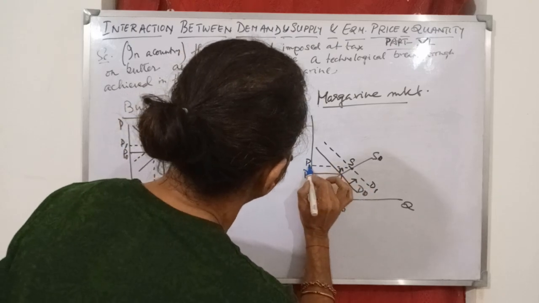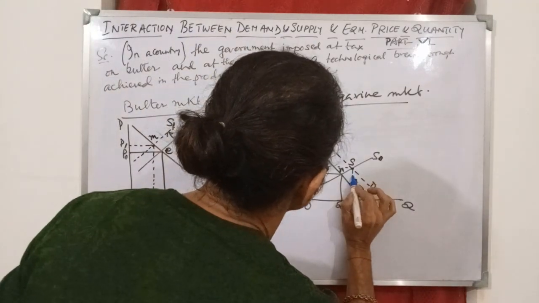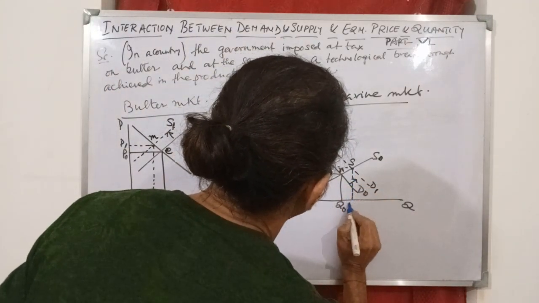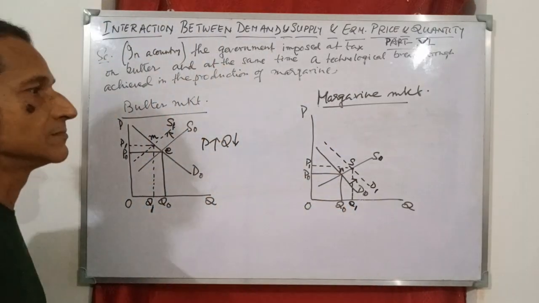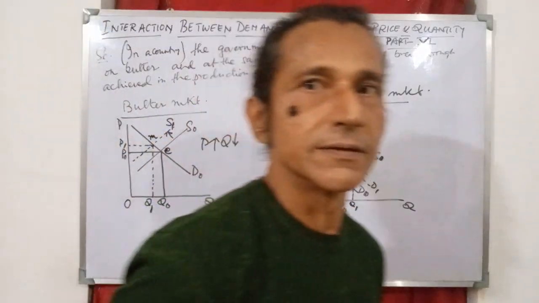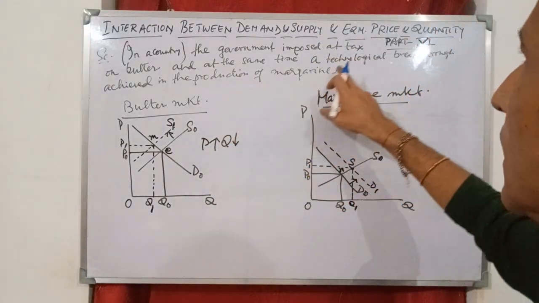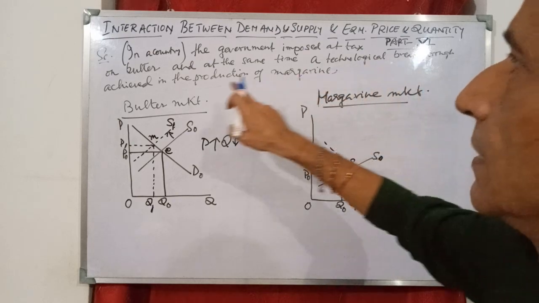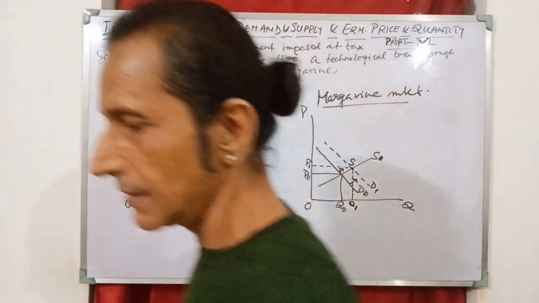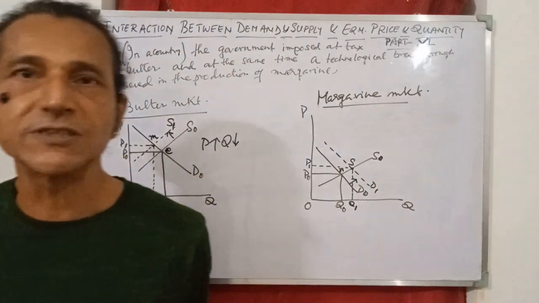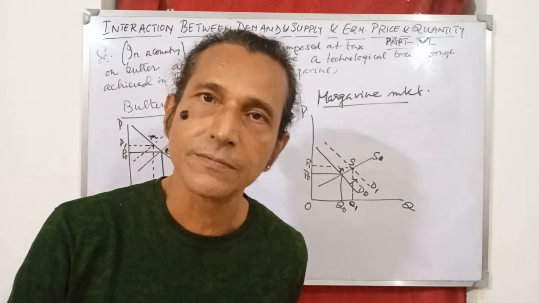Let P sub 1 be an equilibrium price and Q sub 1 be an equilibrium quantity. But this is not the end. Why? A technological breakthrough has been achieved in the production of margarine in that country. As a result, the cost of production of margarine has fallen.